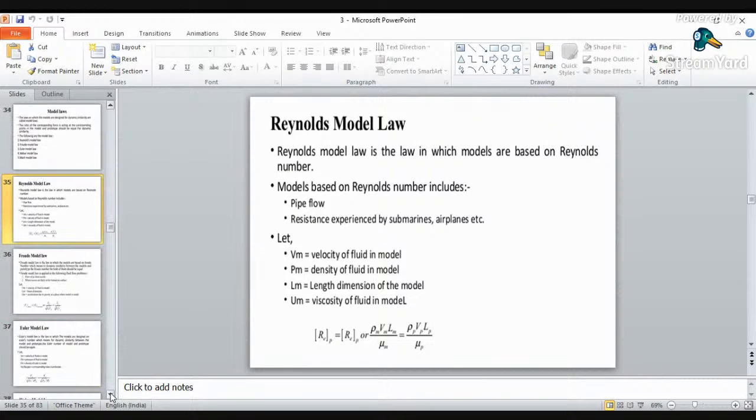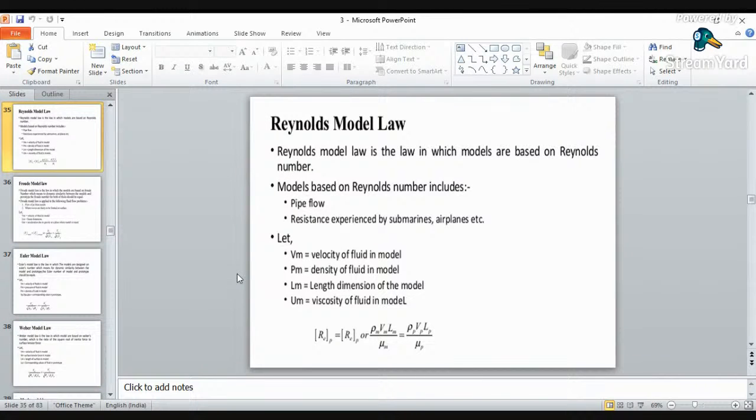Your first model law is Reynolds model law. Reynolds model law is the law in which models are based on the Reynolds number, that is the Reynolds dimensionless number. Now how do you apply the model law? The Reynolds number of model and the Reynolds number of prototype must be equal. Reynolds number for prototype can be rho vd or rho vl by mu. So it must be equal to rho vd or rho vl by mu for the model itself. These two quantities must be equal.